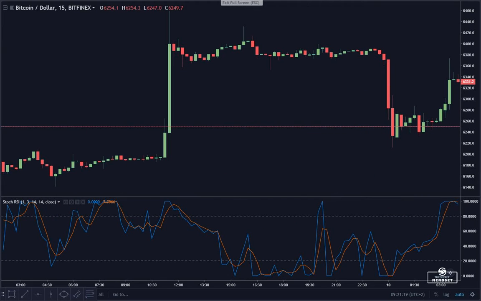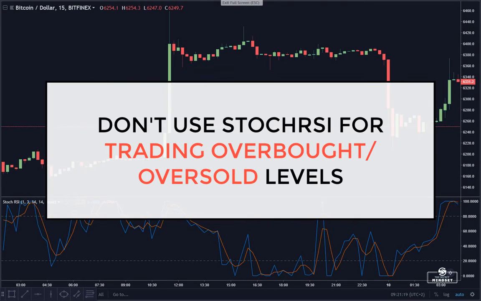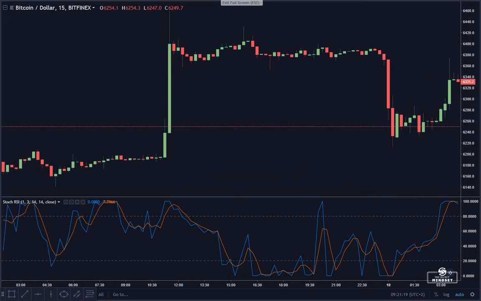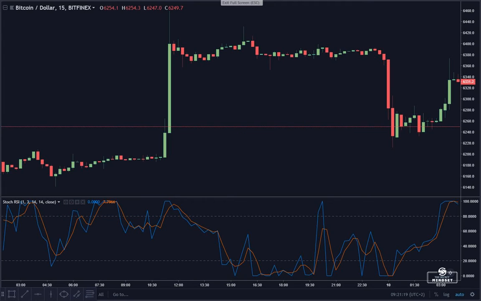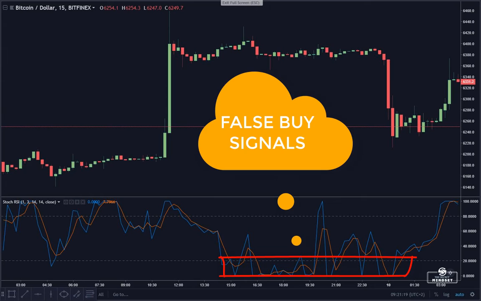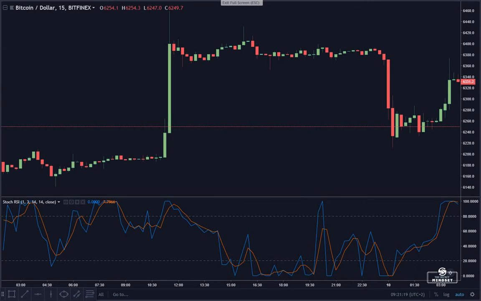So, how do we trade with the stochastic RSI? First, we forget about overbought and oversold signals. As many traders use the RSI in a wrong way, there is a high chance that they will also use the stochastic RSI in a similar manner. Entering counter-trend positions whenever the stochastic RSI indicates overbought or oversold conditions will only lead to losing positions. Being a lagging indicator, my advice is to forget about using stochastic RSI for trading overbought and oversold conditions.